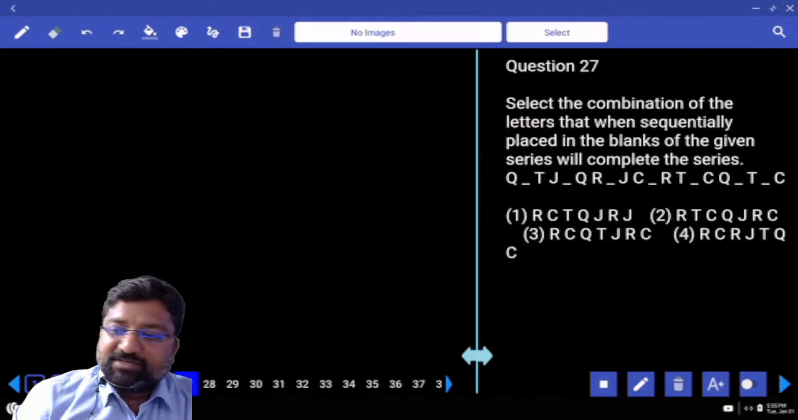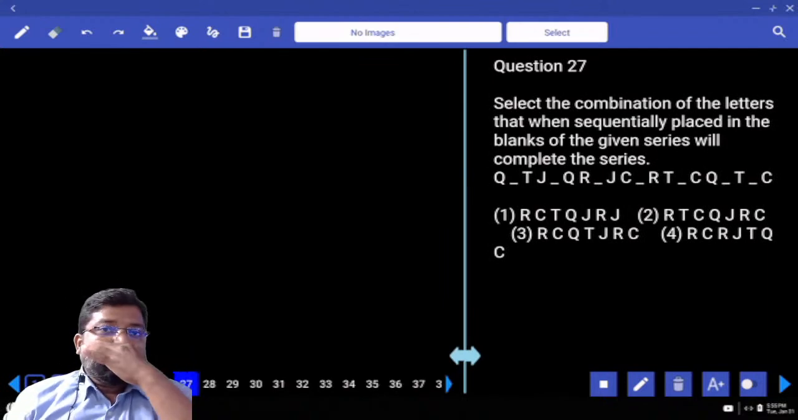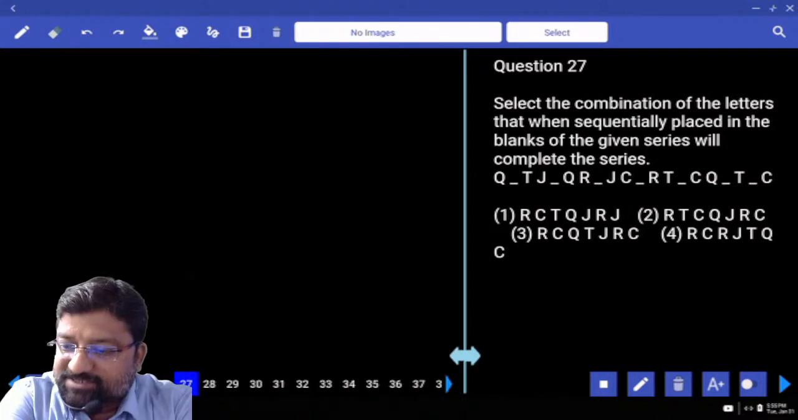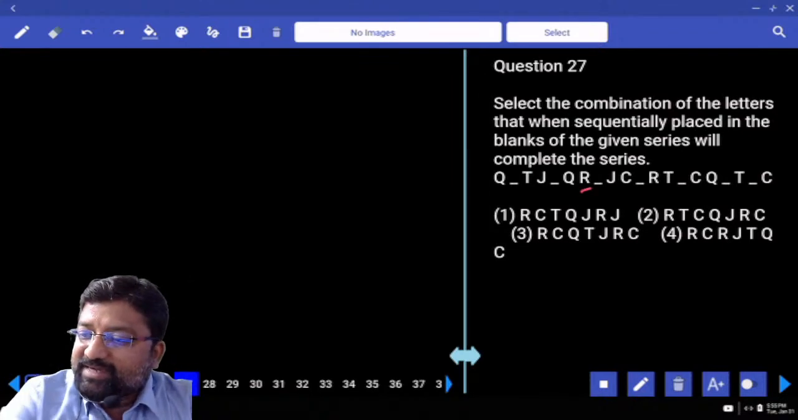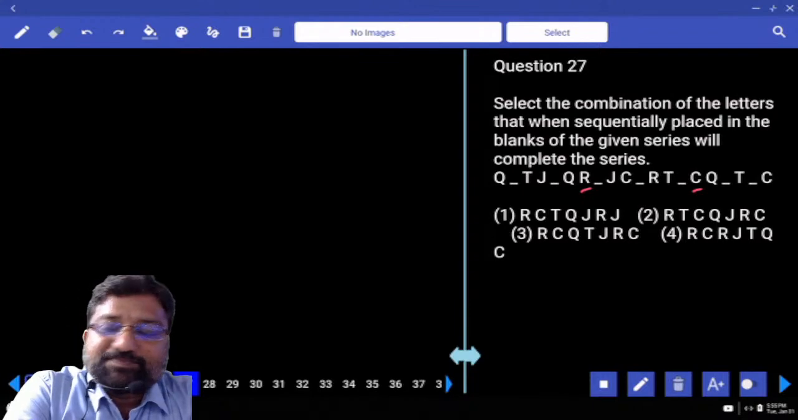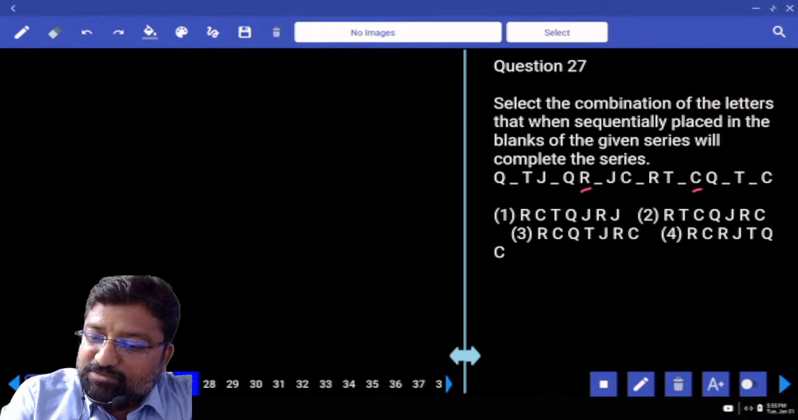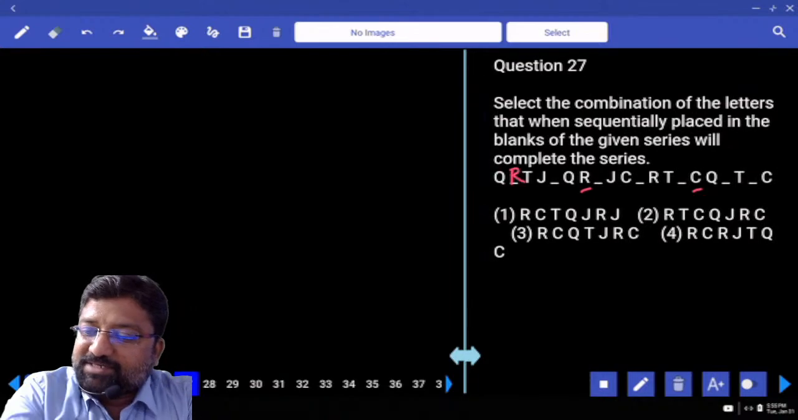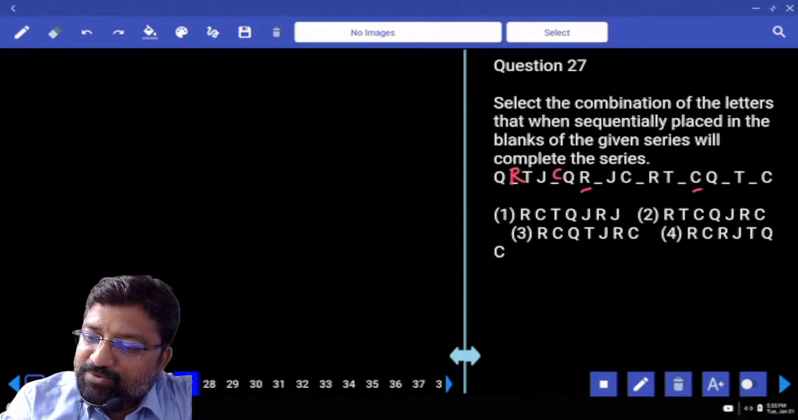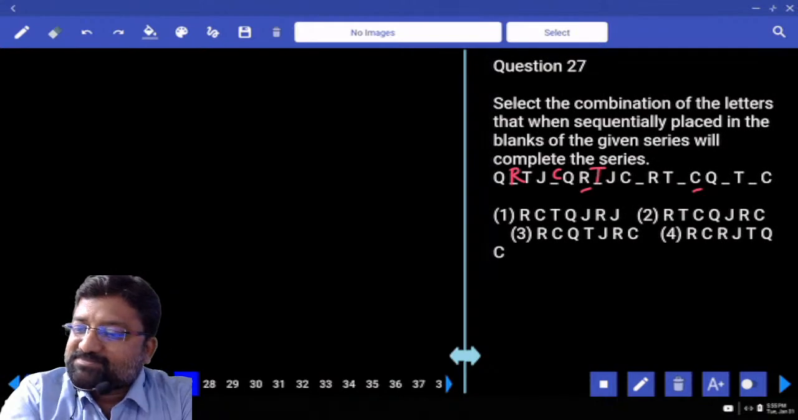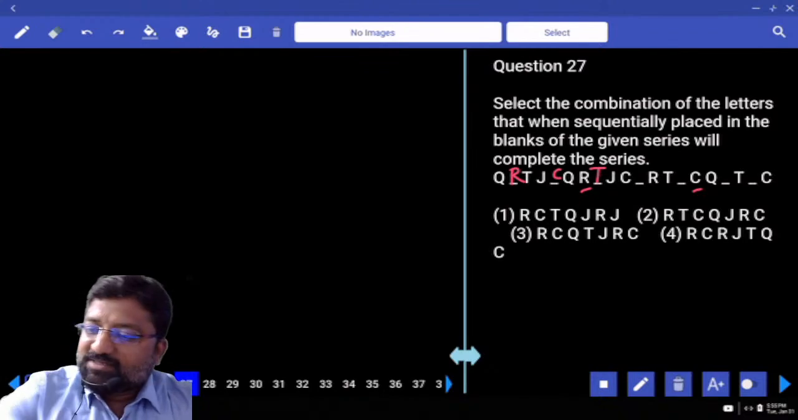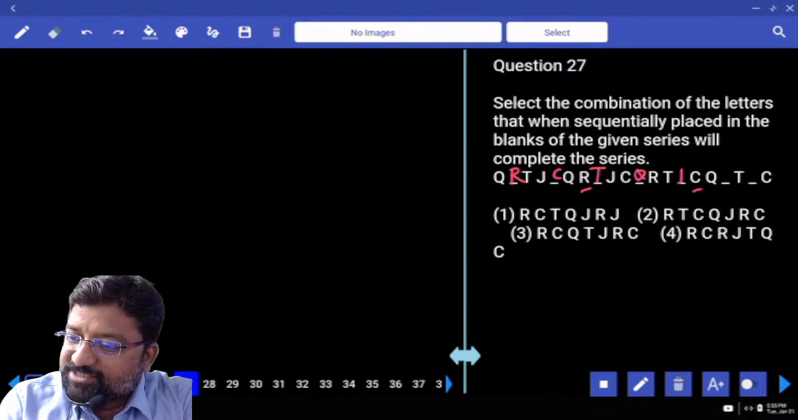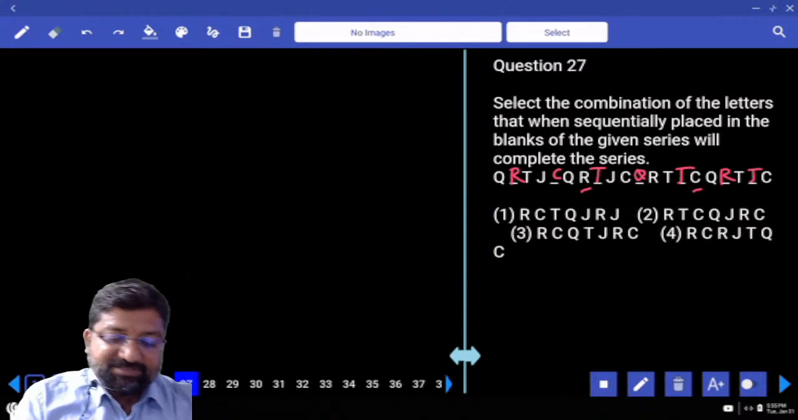How will you solve this question? We will see those repeating letters. After Q, do I see any chance? I can see R. I can see C before Q. So Q R T J, C Q R T J. CQRTJ, CQRTJ. Is it fitting? So CQRTJ, CQRTJ, and then C. Which option will be my answer?